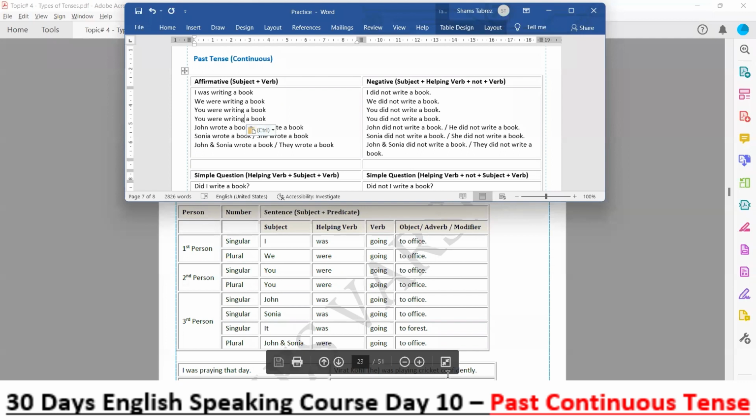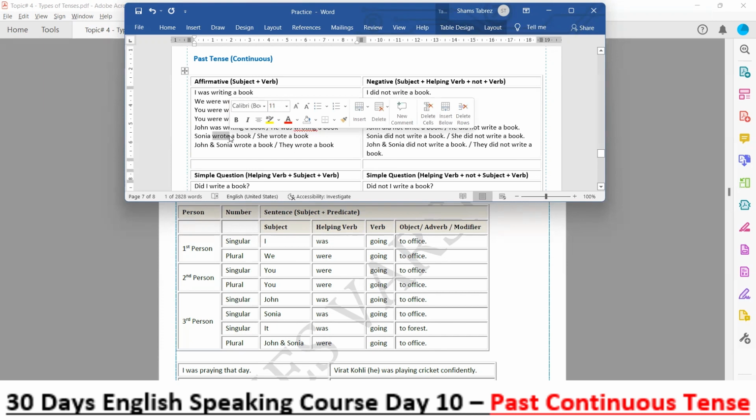Yes, with John. John was writing a book, or instead of John, we can use the pronoun: he was writing a book. All right. And then similarly, Sonia was writing a book. And if we are using the pronoun, then she was writing a book.